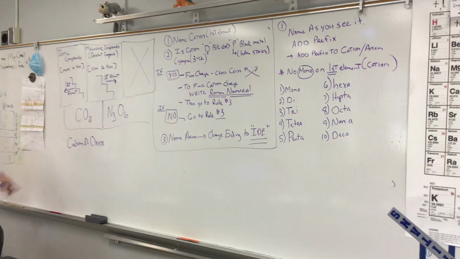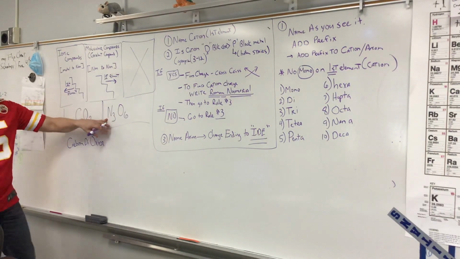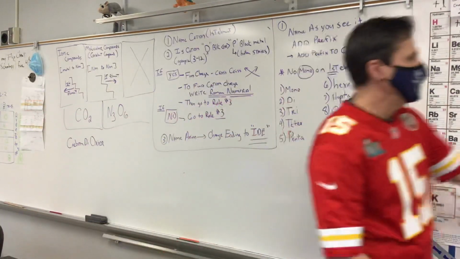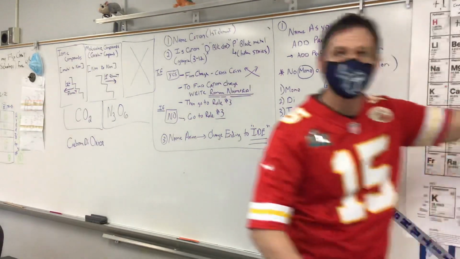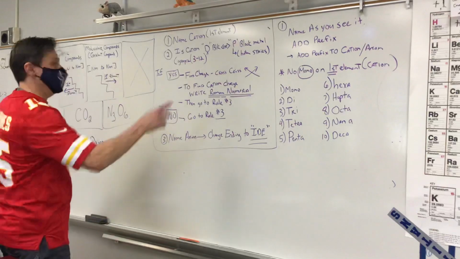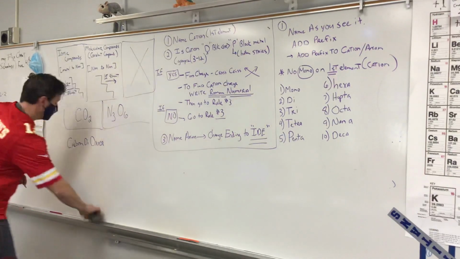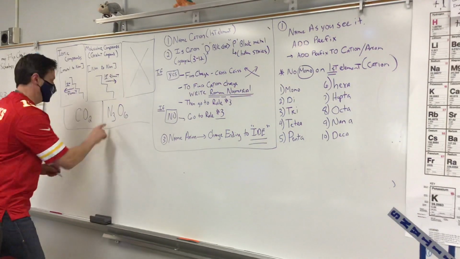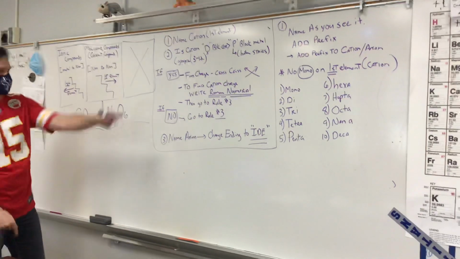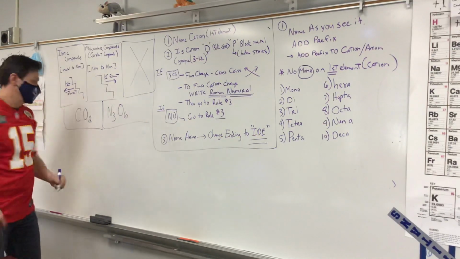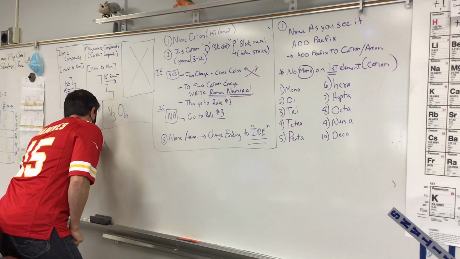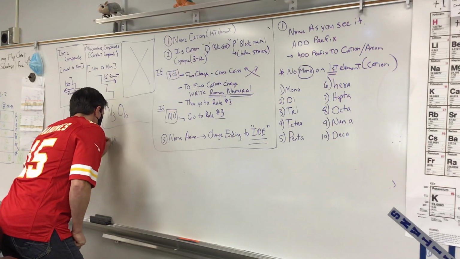All right, how about this one? N3O6. Same thing. First thing I ask myself is, is N on the left or right? There's N. It's on this side of the stair step. Name it as I see it. Add the prefixes. So that's nitrogen. What is the prefix for 3? Tri. So it's going to be tri-nitrogen.